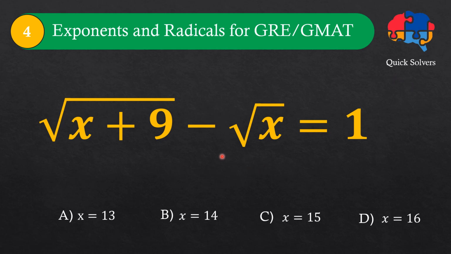Here I want to find x where we have the square root of x plus 9 minus the square root of x is 1. This is a good question for you if you're preparing for GRE or GMAT, and the difficulty level of this question is easy to medium. So let's see how we can solve this.